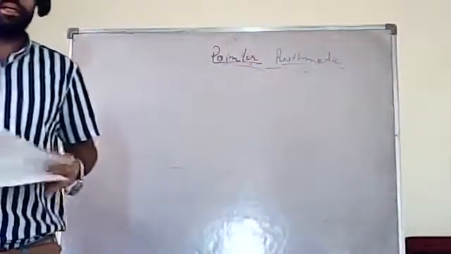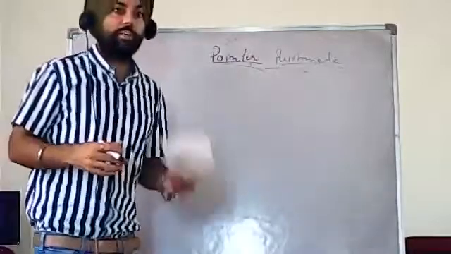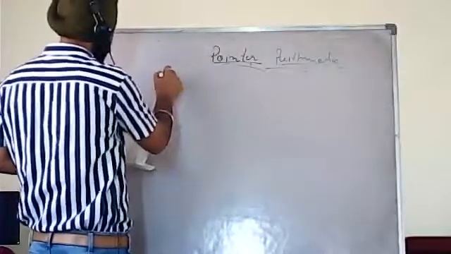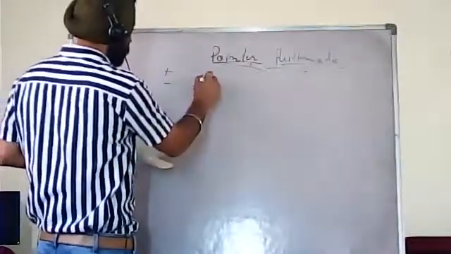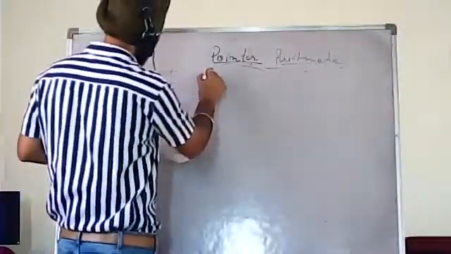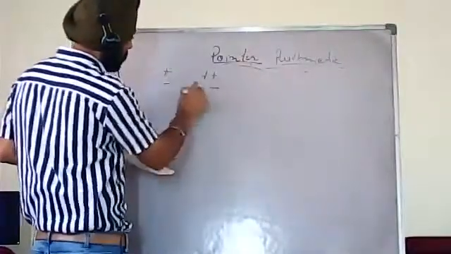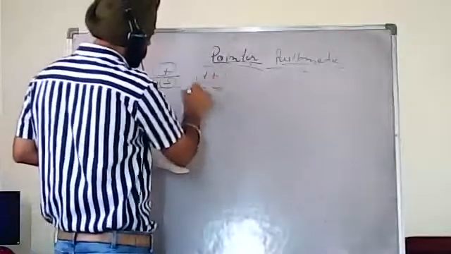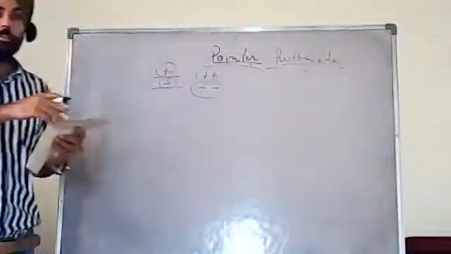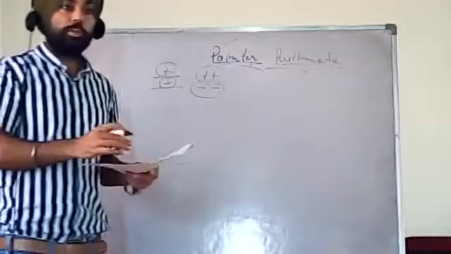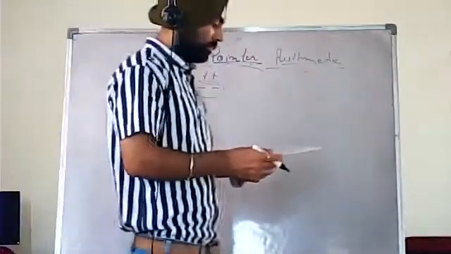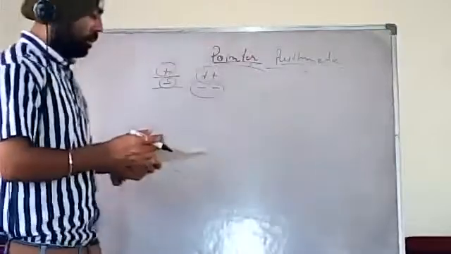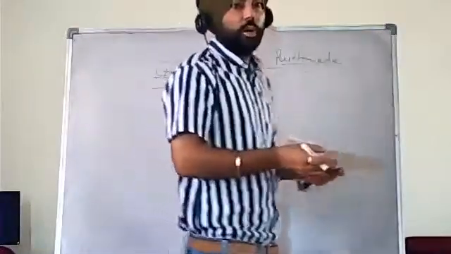So pointer arithmetic means we are talking about different operators, whether it is plus, whether it is minus, whether it is increment operator, whether it is decrement operator. So these four are the arithmetic operators that we use specifically for pointers. So what's the basic definition for pointer arithmetic?